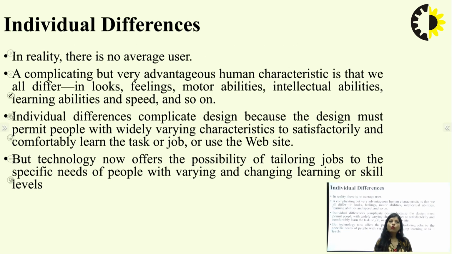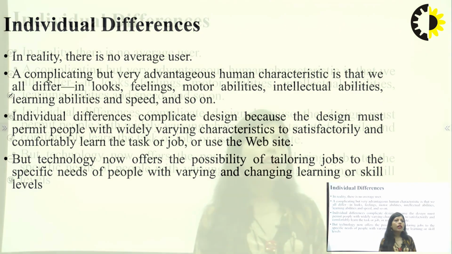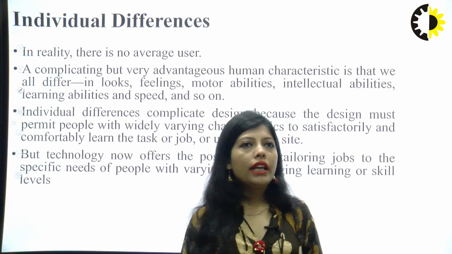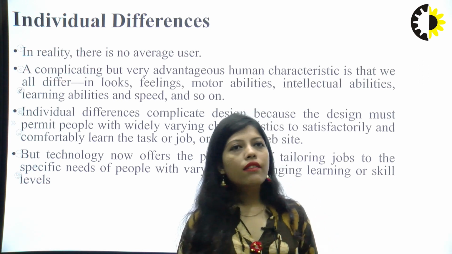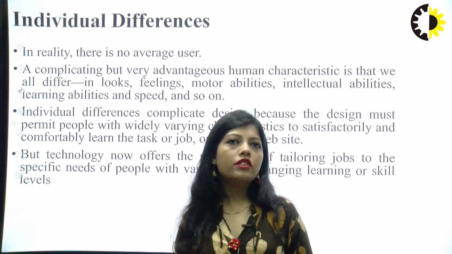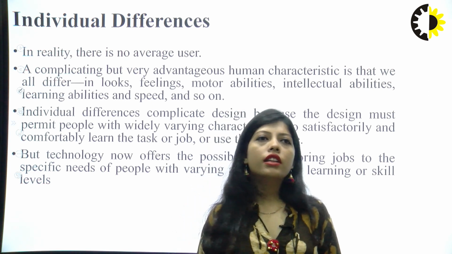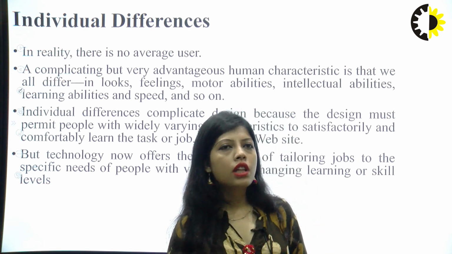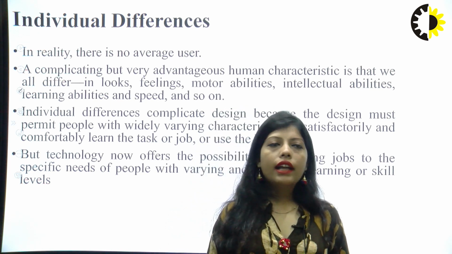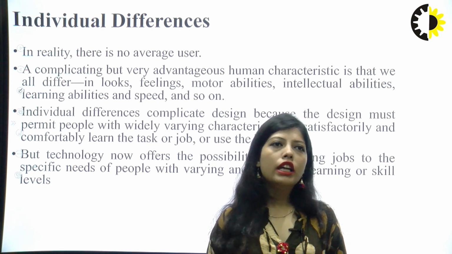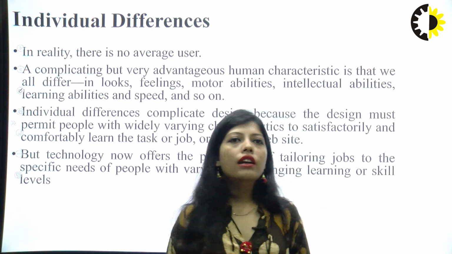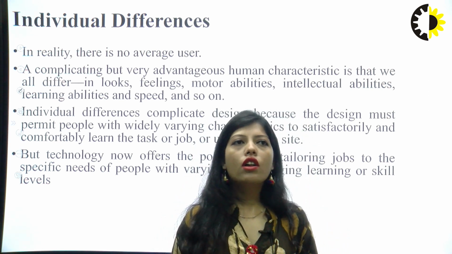Next human characteristic is individual differences. In reality there is no average user. Individual differences complicate design because design must permit people with widely varying characteristics to satisfactorily and comfortably learn the task or job or use the website. But technology now offers the possibility of tailoring jobs to the specific needs of people with varying and changing learning or skill levels.